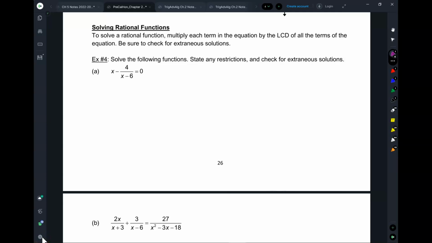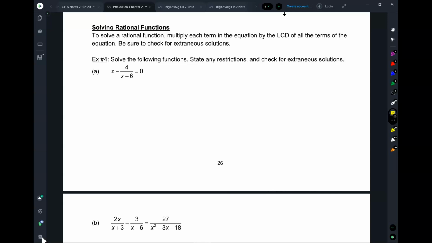Hey everyone. Okay, so we only have the last part of this left, and it's solving rational equations. This is something, again, that you've been introduced to last year, but let's go over what it's all about.